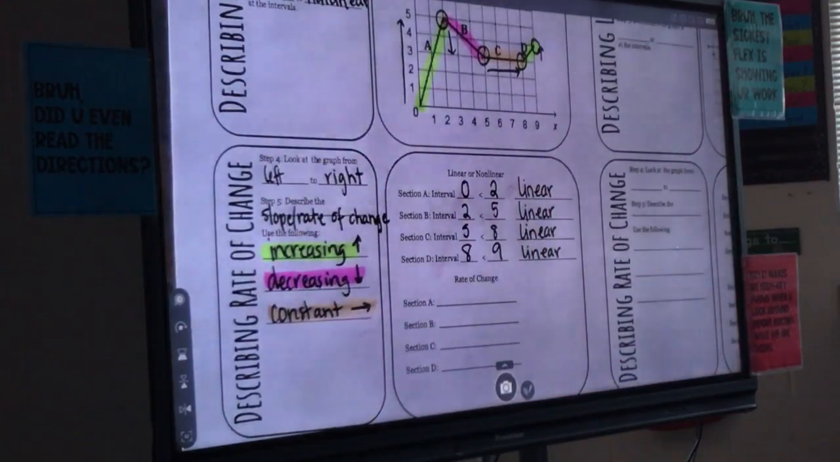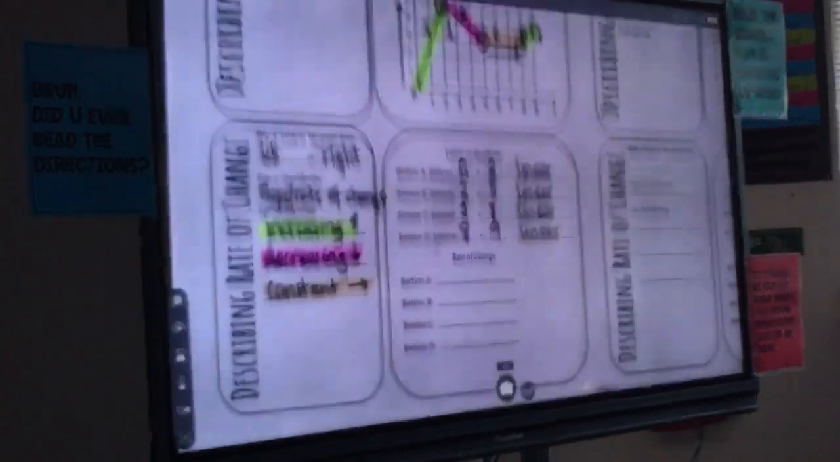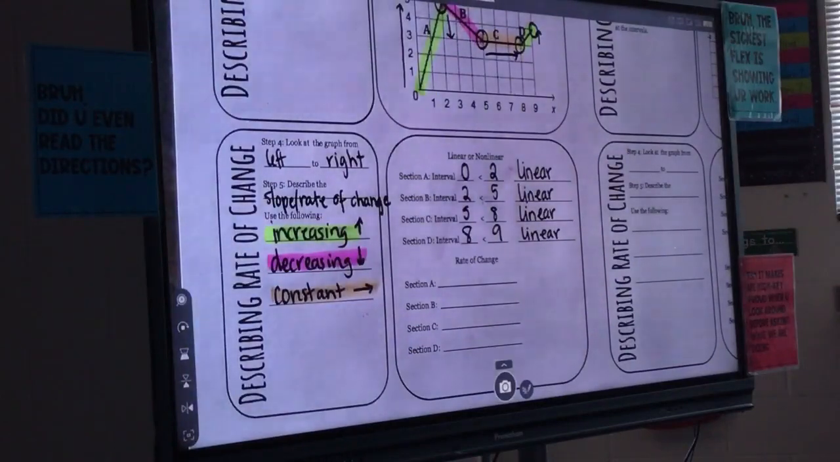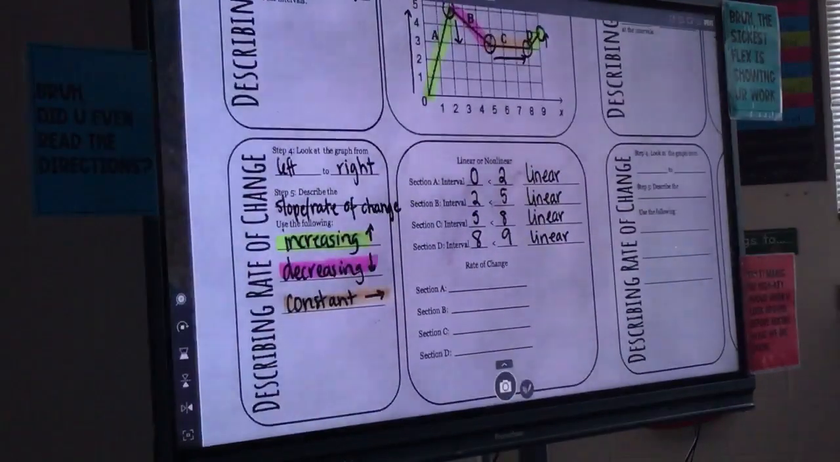Section A, B, C, and D. I want you guys to do that on your own real quick. That should be pretty easy. Thumbs up when you're done.